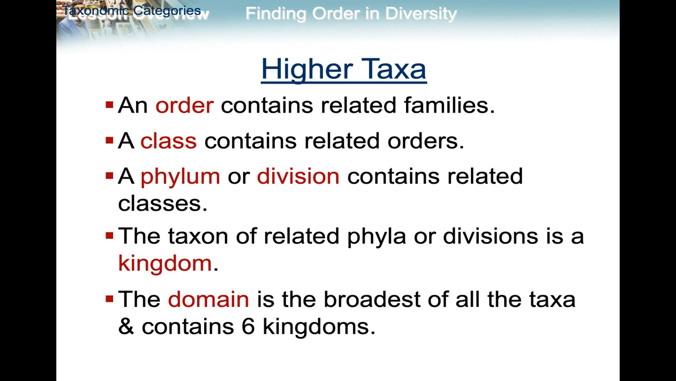From there, we go order, which is a bunch of related families, class, which is a bunch of related orders, phylum or division, which is a bunch of related classes, kingdom, which is a bunch of phyla, a domain, which is the kingdoms, and there are 6 kingdoms.